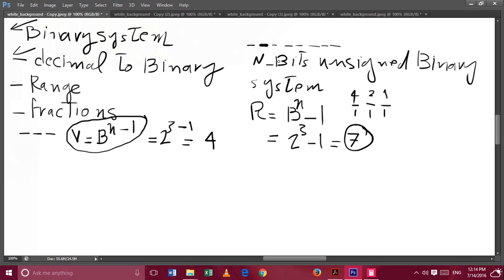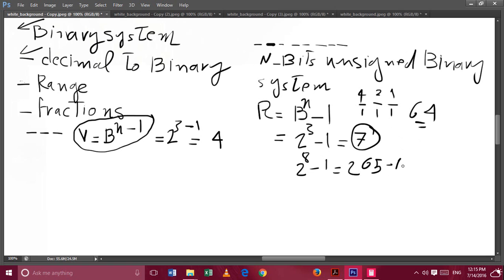If it's a 64 bits system, which you hear about, right? That would be 2 to the power of 64 minus 1. These are the numbers that these systems can represent. If it's 8 bits, the maximum value would be 2 raised to the power of 8 minus 1, which is 256 minus 1, that would be 255. Okay, so I hope you now have a good understanding of range, or the maximum number.